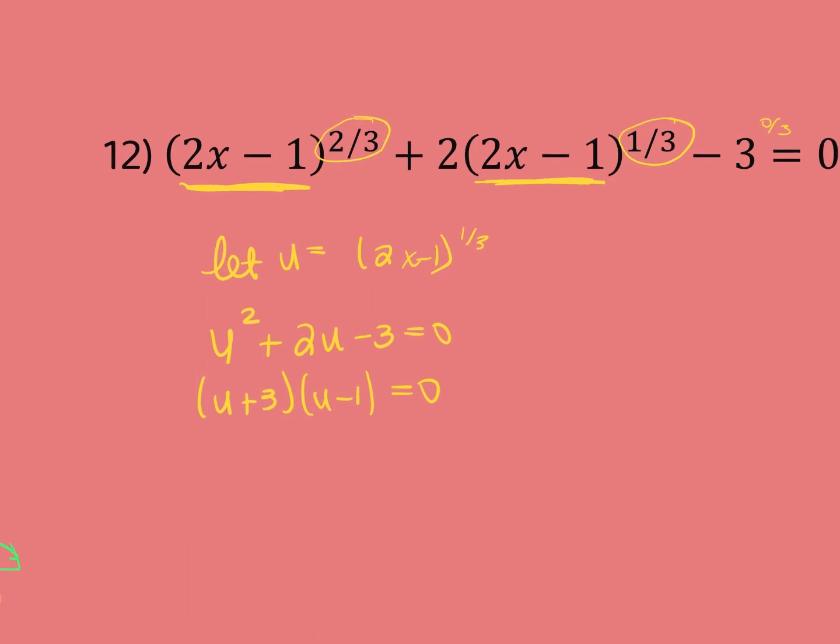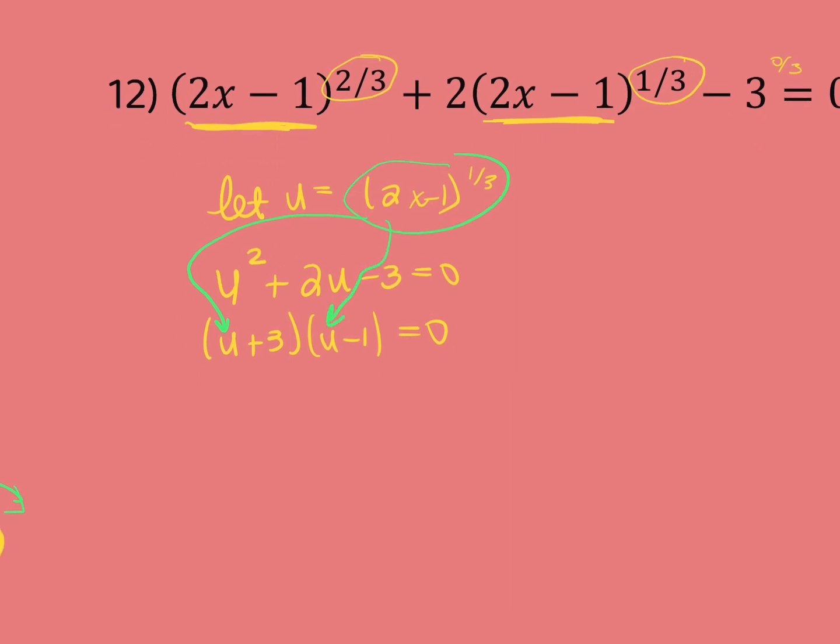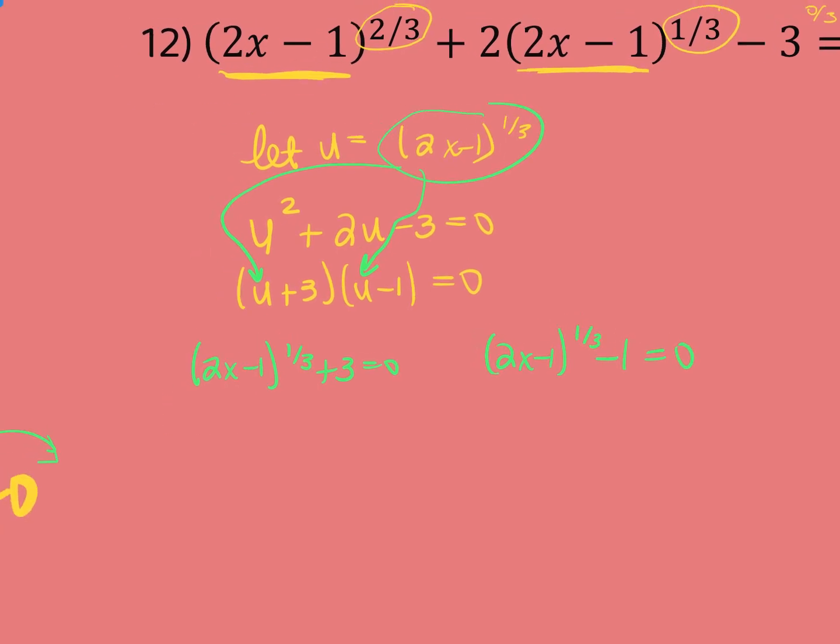And now we're going to take what we said u equaled, and we're going to plug it back in to each factored piece and solve. So I have (2x minus 1) to the 1/3 power plus 3 equals 0, and (2x minus 1) to the 1/3 power minus 1 equals 0. Simplify a little bit more here. This is going to become the cube root of 2x minus 1. If I move this 3 over, it becomes negative 3.